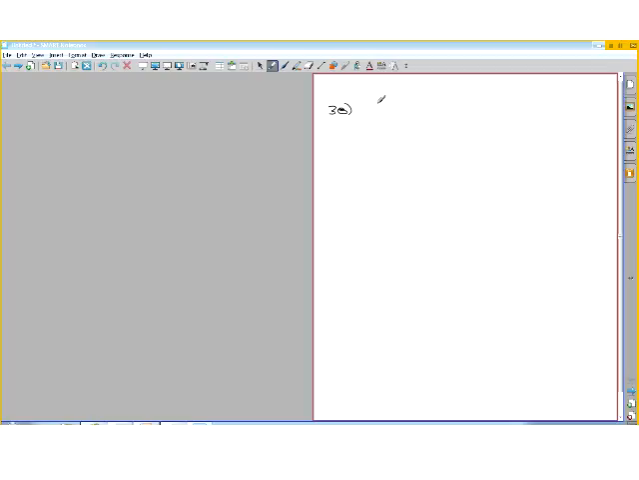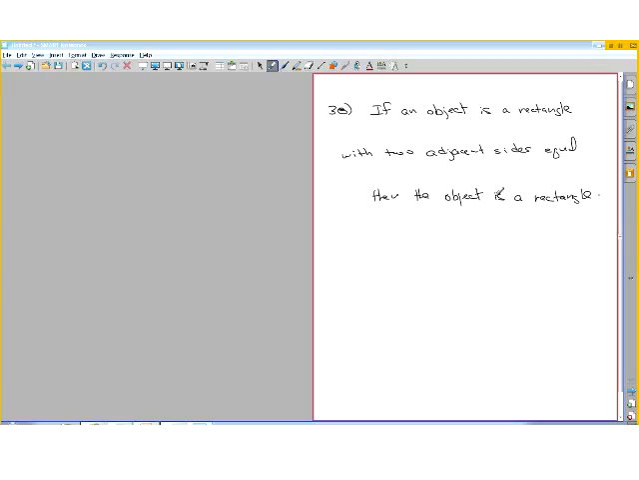A square is a rectangle with two adjacent sides equal. So you could say, if an object is a rectangle with two adjacent sides equal, then it is a square. Okay, let's see what the book says.